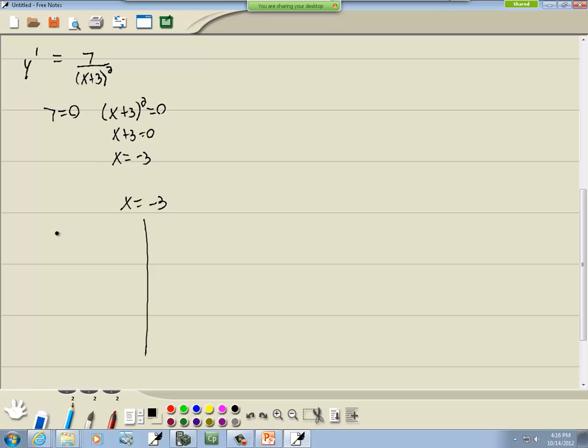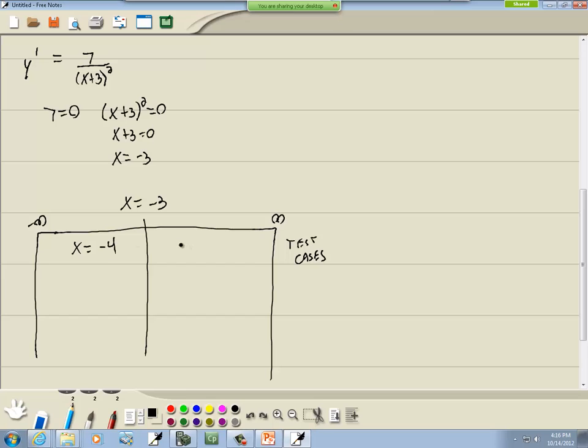So I come down to here. This is negative infinity. This is positive infinity. Remember, we want to pick our test cases. So I'll pick a value smaller than negative 3, like negative 4. Pick one larger than negative 3, like 0. And we want to plug them into our first derivative. So we want to plug those into y prime. Well, y prime is 7 over (x plus 3) squared.